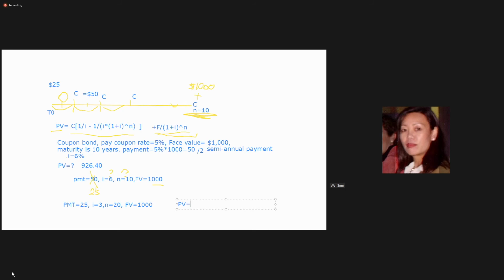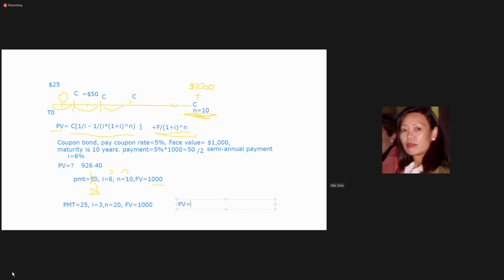But remember we said it should be higher than 926.4, so why did we go lower? Let me go through it with you together. Payment is 25, interest rate 3, N 20, and 1,000 future value. So what's the present value? You get 925.6. I got the same thing, but are you sure you got 926.4 before? Let me verify yours too.